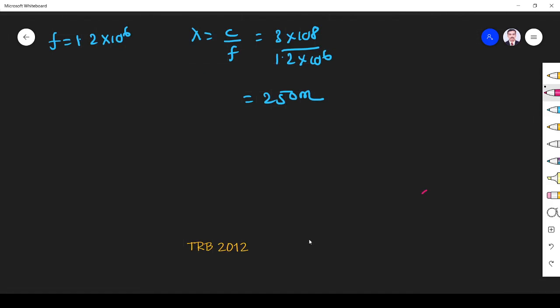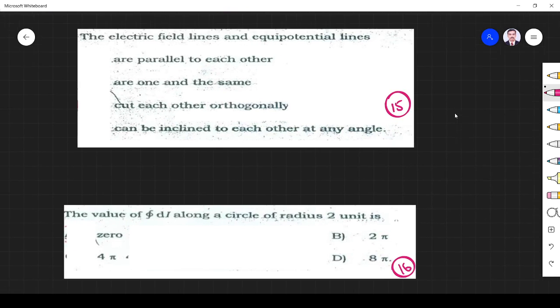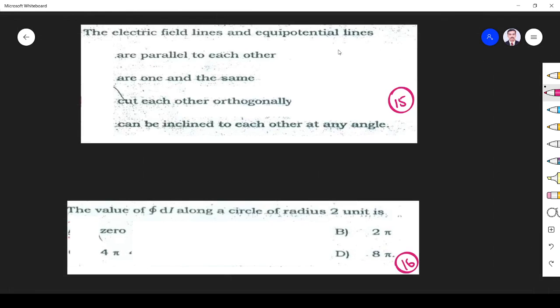Okay. Next question. The electric field lines and equipotential lines are always perpendicular to each other, or they cut each other orthogonally. Right? They must be perpendicular to each other.